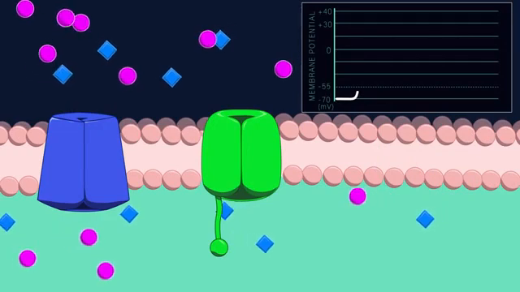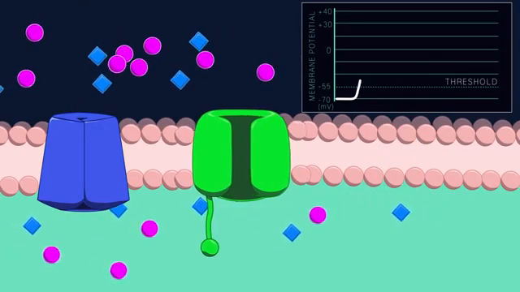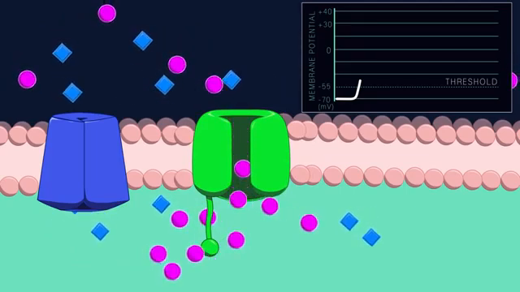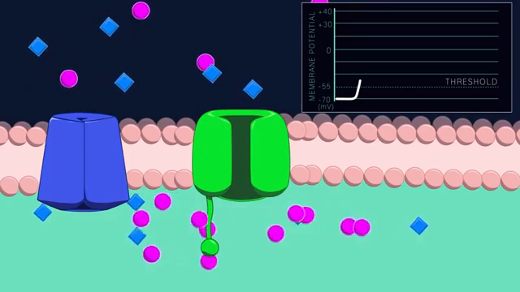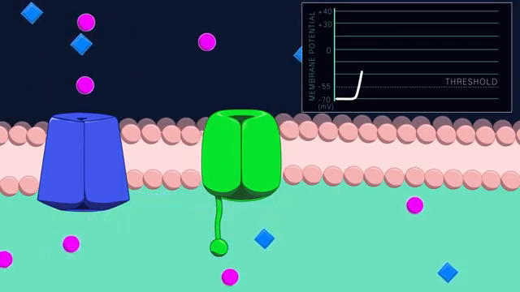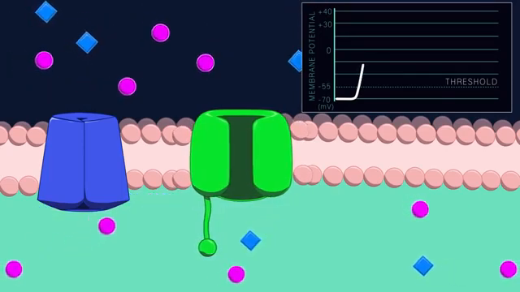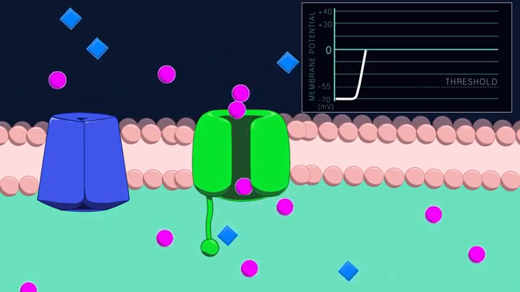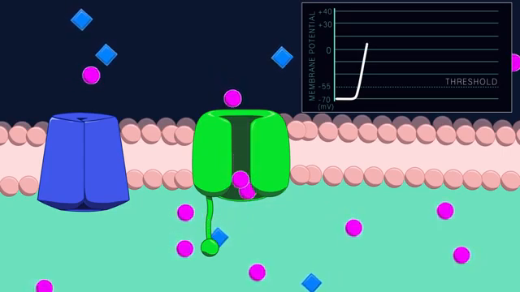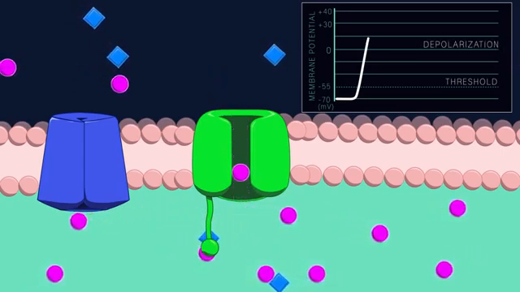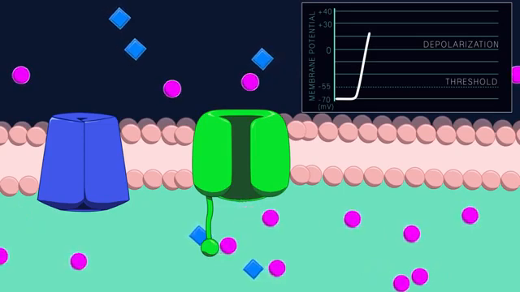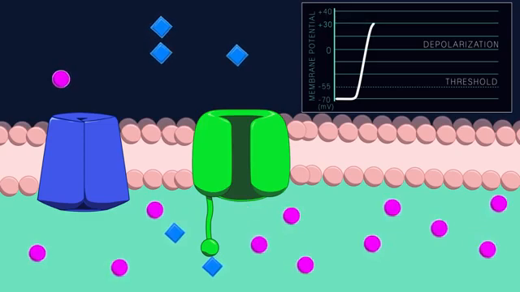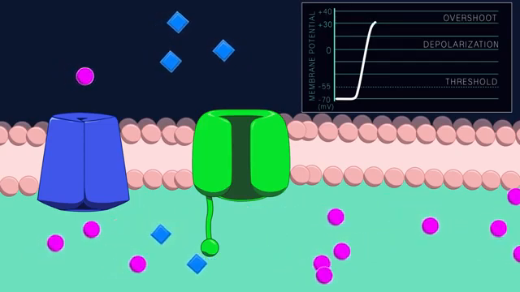Once the cell membrane reaches the threshold voltage, the channel changes to an open position, and sodium rushes into the cell because of the electrochemical gradient. As positive sodium ions enter the cell, the membrane potential becomes less negative and more positive as it approaches 0 millivolts. This is called depolarization. Eventually, the voltage gradient goes to 0 and beyond 0, up to a positive 30 millivolts. This is called an overshoot.